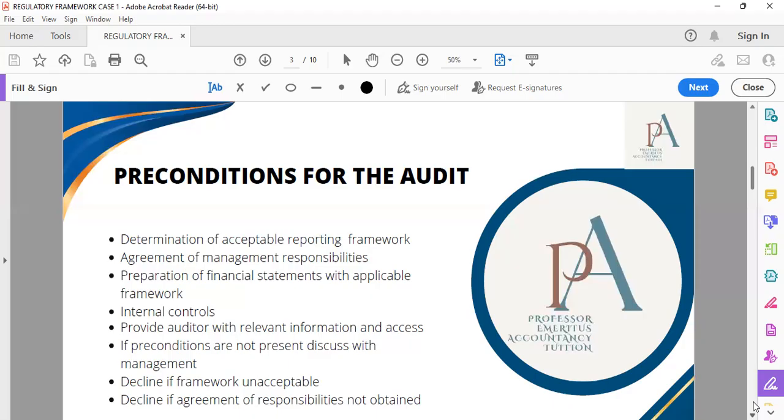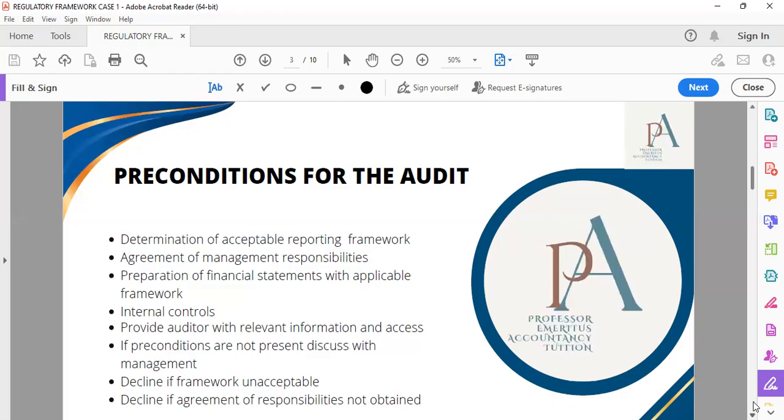In that case, we say the auditor should have determined that the financial statement has been prepared in accordance with an acceptable reporting framework. Then they need to obtain agreement with management about the understanding of their responsibilities.